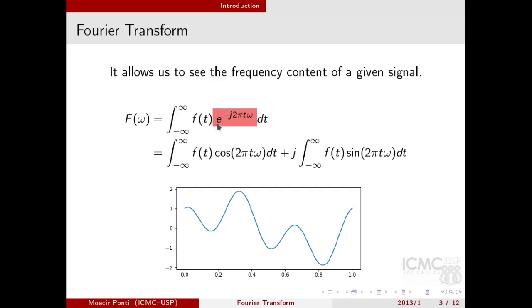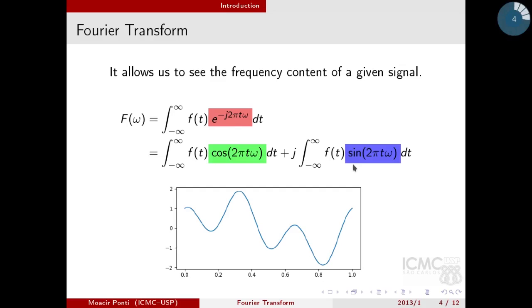Although this complex exponential can scare some people, it is actually a simplification, a more compact way to write a sum of a cosine and a sine. So don't be afraid of that. This is just me saying that I'm multiplying this f of t with a cosine and a sine at the same time. So instead of using this representation here, I could just divide it in two parts.